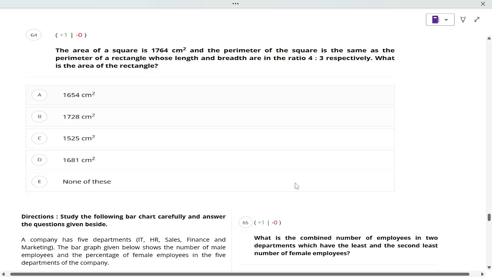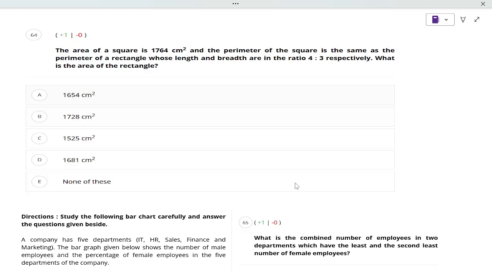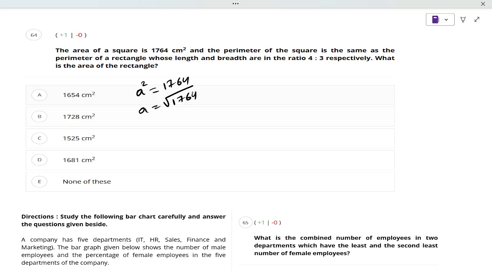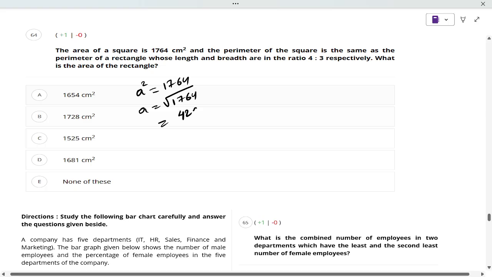Question number 64. The area of a square is 1764. Okay, so now we know the area of a square is side squared, which is equal to 1764. So a is equal to the square root of 1764. How do we get the square root? If we remove the square to the other side, then this becomes the square root. So this is nothing but 42 centimeters.